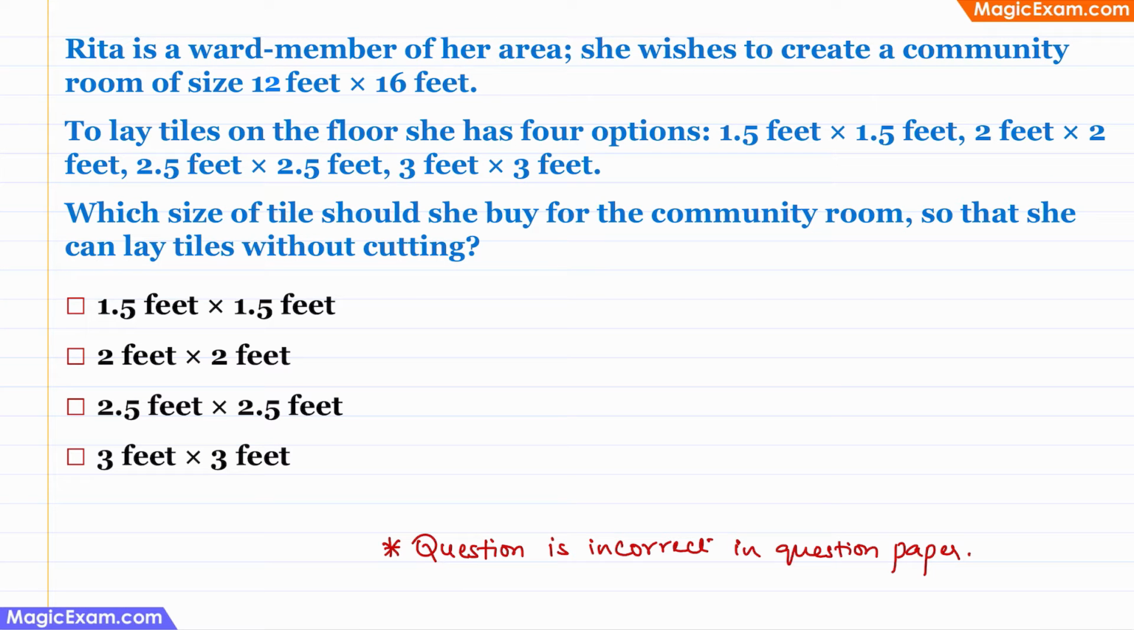Rita is a ward member of her area. She wishes to create a community room of the size 12 feet into 16 feet. To lay tiles on the floor, she has 4 options, that is 1.5 into 1.5, 2 feet into 2 feet, 2.5 into 2.5, 3 feet into 3 feet. What size of tile should she buy so that she can lay tiles without cutting?